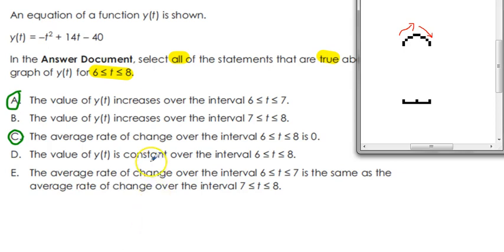D says the value is constant over the interval. Well, no. Constant means it's the same. And we've just talked about it goes up and it goes down. It's not constant. And the last one is the average rate of change over the interval 6 to 7 is the same as the average rate of change over the interval 7 to 8.